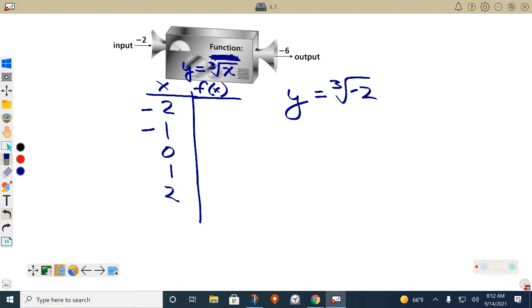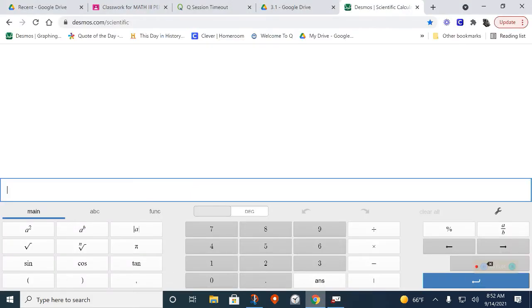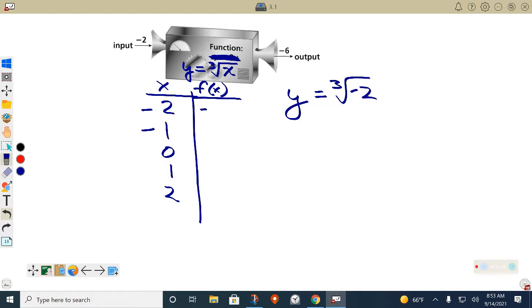So, calculator time, baby. Cube root of -2. It's an infinite decimal, so what we'll do is round to the nearest tenth, the first decimal. So -1.3, approximately. So far, so good. Cool.